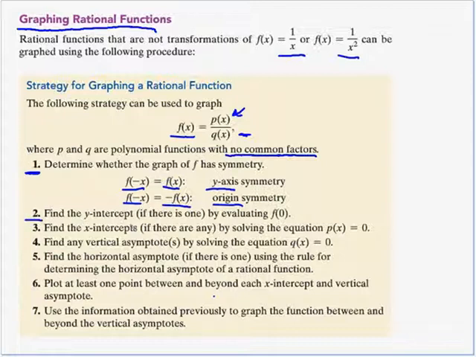Step 2, find the y-intercept if there is one. Find f of 0. Find the x-intercepts if there are any by setting the numerator, p of x, equal to 0. Find the vertical asymptotes by setting the denominator equal to 0. Find the horizontal asymptote, if there is one, by using the rule to determine horizontal asymptotes. Plot at least one point between and beyond each x-intercept and vertical asymptote. Use the information to graph the function between and beyond the asymptotes.